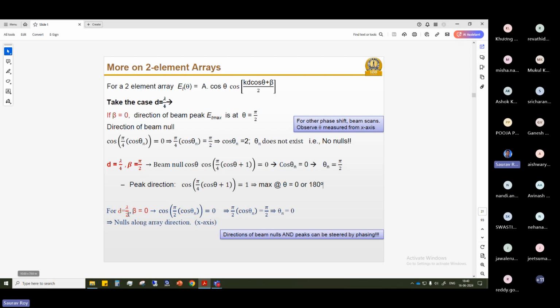Another combination is, let's say, d equals lambda by 2. You can even change the distance also, and beta equals 0. So you have another condition for null and maximum. Looking at these three cases, the direction of beam maximum and nulls can be steered by phasing. Steered by phasing means beam steering, because we can steer the peak and null in some direction of theta by phasing. What is phasing? Giving defined values of beta to these antennas.